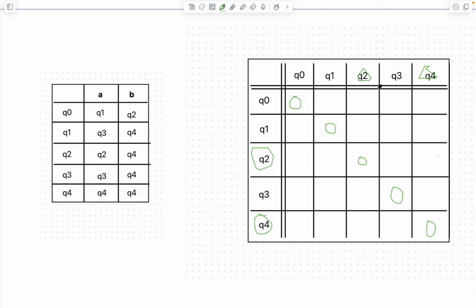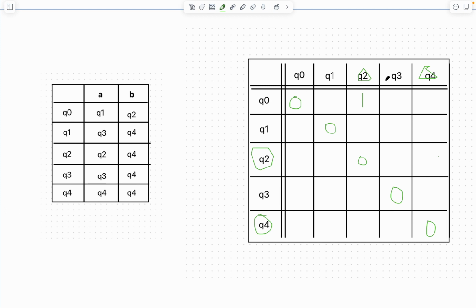The first thing that we need to do is fill the boxes which are distinguishable. That means one state should go to a final state and one state should go to a non-final state. So here, Q0 and Q1. As we know, Q0 is a non-final state and Q1 is also a non-final state, so we don't fill anything in this box. Now Q0 and Q2. Q0 is a non-final state and Q2 is a final state, so they are distinguishable. What do we do for distinguishable? We mark it as 1.